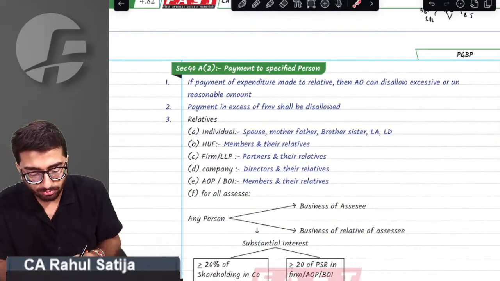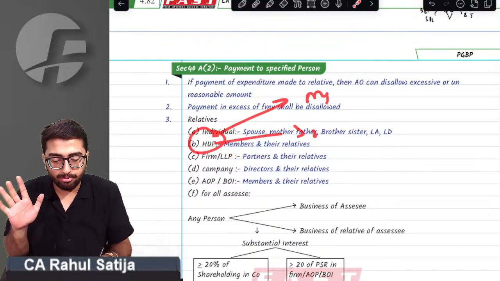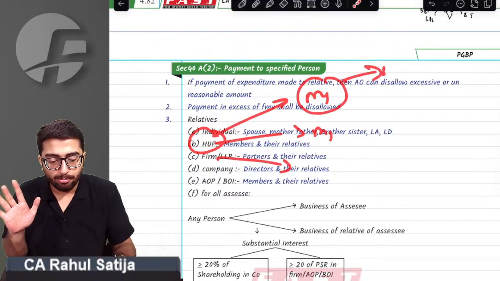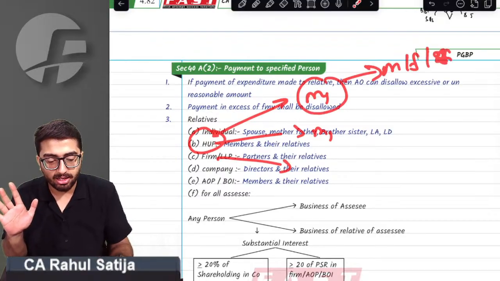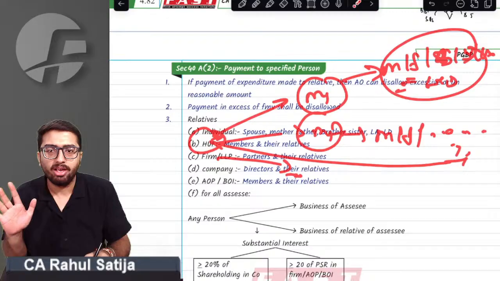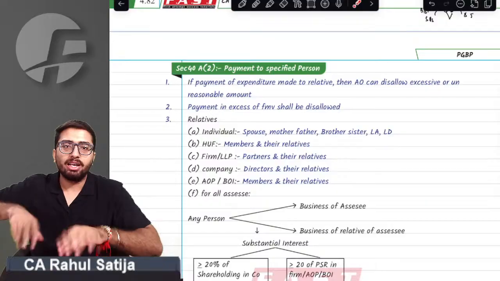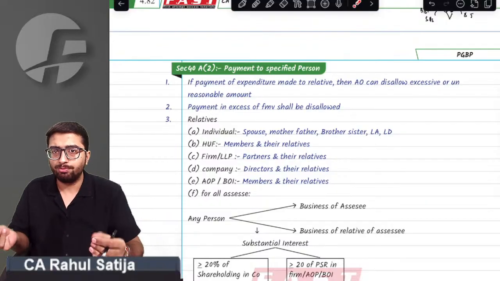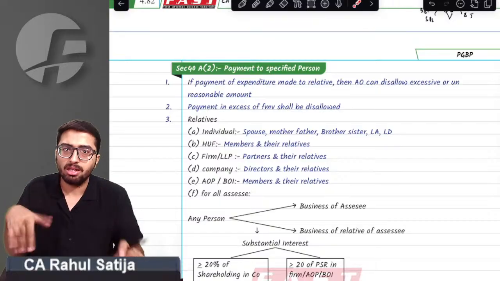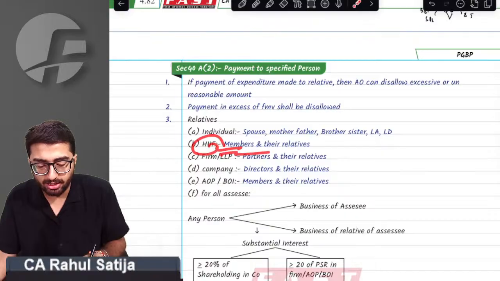For an HUF, all the members of the HUF are relatives, member 1, member 2. And every member's mother, father, brother, sister, LA, LD plus spouse is a relative. Similarly, for member 2 also, his mother, father, LA, LD, brother, sister and spouse will be relatives for the HUF, and for the third member also. So whenever we understand relative under section 48.2, we have to refer to these members: spouse, mother, father, brother, sister, LA, LD. For an HUF, their members and their relatives.